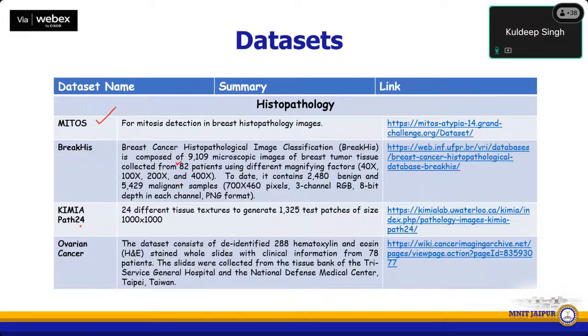Further, we do have the Chemia Path 24 dataset, and this also contains a large number of test batches for histopathology images. Specifically, a dataset is also being developed for detection of ovarian cancer, and it is collected from 78 patients. This contains stained whole slides, which provide rich clinical information.